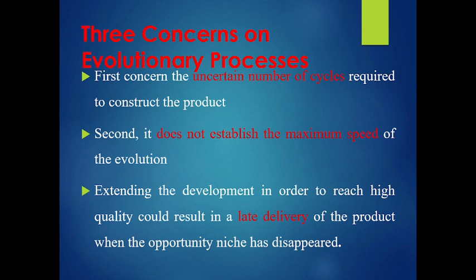Three concerns on evolutionary process. First concern is the uncertain number of cycles required to construct the product. Second, it does not establish the maximum speed of the evolution. Third one is extending the development in order to reach high quality could result in a late delivery of the product when the opportunity has disappeared.